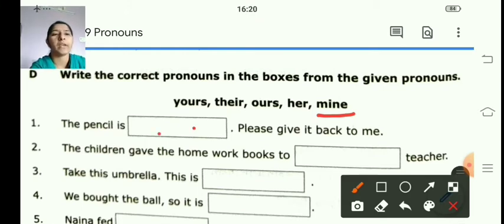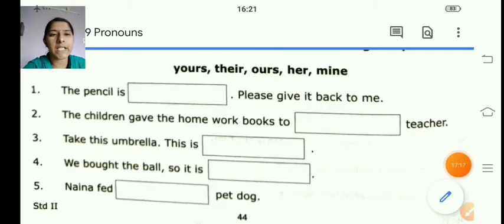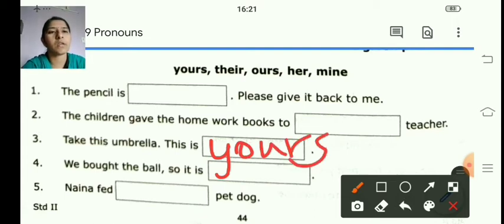So for the first one, you are going to write the spelling mine in the box here, right? Second one, children gave the homework books to dash teacher. The children gave the homework book to their teacher. So to their teacher. So T-H-E-I-R. Okay. So here it will be, the children gave the homework books to their teacher. It will be, take this umbrella. This is yours. So here you have to write yours.